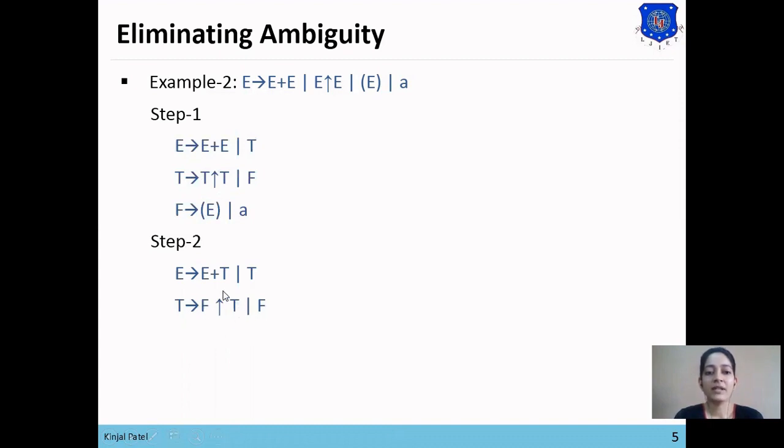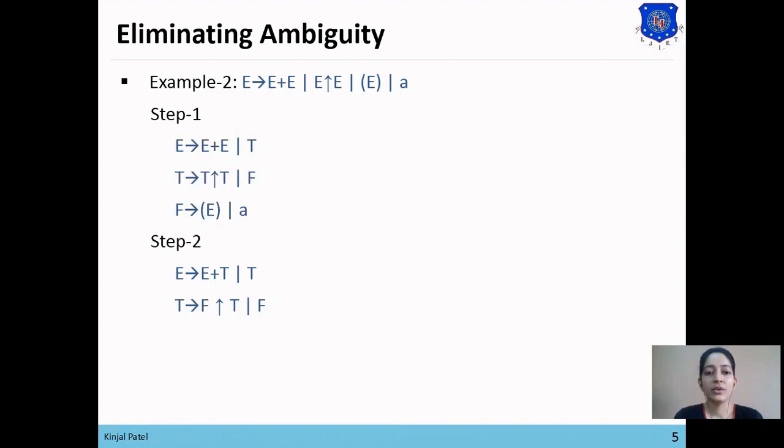Why? Because power is right associative. So we need to block left side of the grammar. So we have changed it with the F. So left side has been blocked. Now we cannot grow our grammar from left side. It will grow from right side only. So if we need more than one power symbol, then it will grow from right side only.